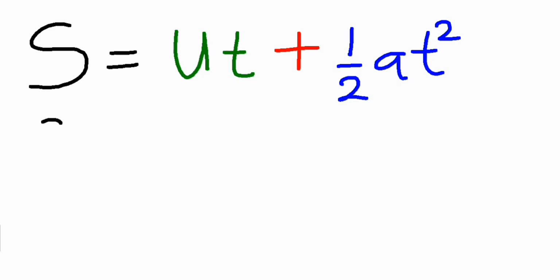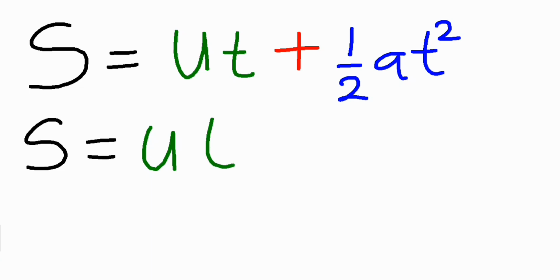Now the first one, S is equal to ut. This one has to do with velocity. Now whenever you are asked to use this, that means you must be given what? The initial velocity. Imagine they say you should find the distance traveled by a particular car, but you are given velocity. So whenever you are given velocity, or you are asked to use the velocity which is stated, make sure you apply this particular formula. Now in this case, distance is equal to speed times time.